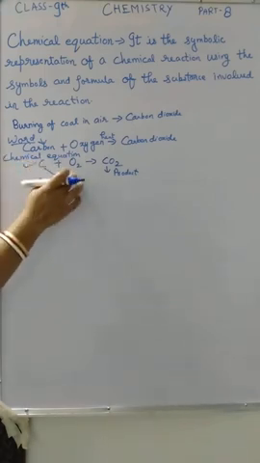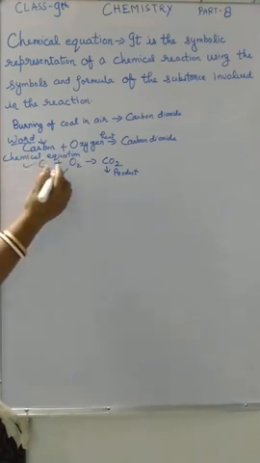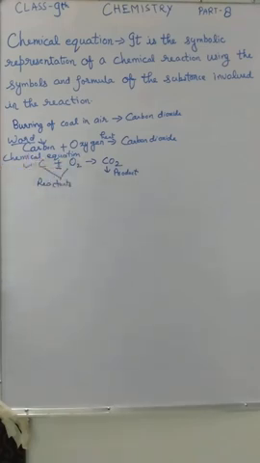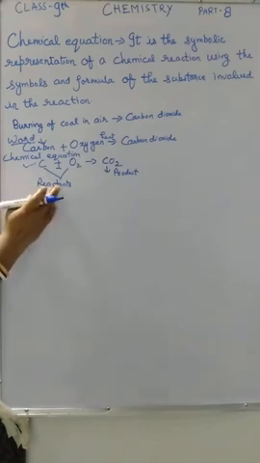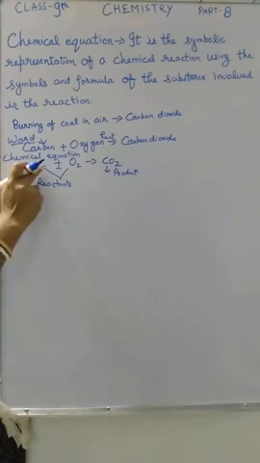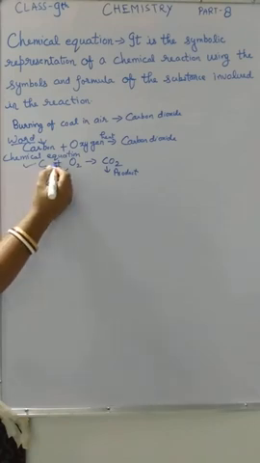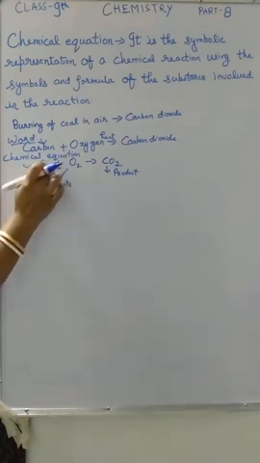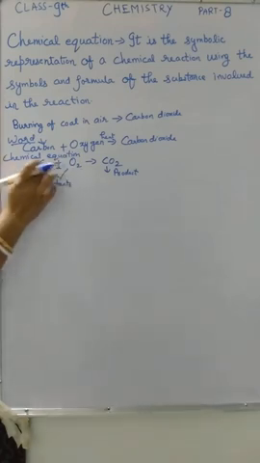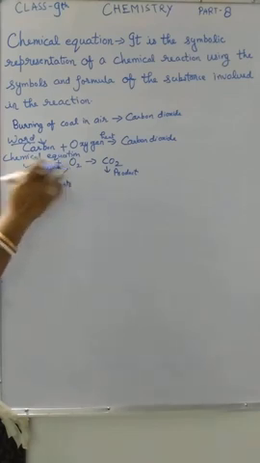So the steps are, write the symbols or the formula of the reactants. If so many reactants are there, in between the reactants you have to use the plus sign, and always reactants you have to write on the left hand side. So this is the first step: write the symbols or the formula of the reactants on the left hand side with a plus sign between them. You can see two reactants are there, so in between two reactants I have used plus sign.